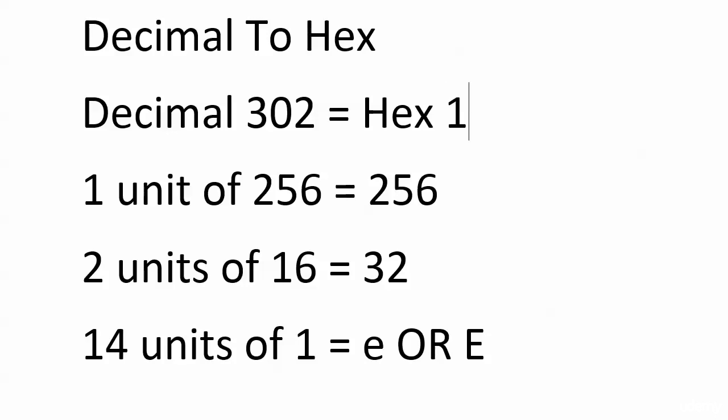So we've got 1 unit of 256. We have 2 units of 16. And we have 14 units of 1. And again, looks like airplane seat assignments there. 12 uppercase E, 12 lowercase e. Let's just go over that math one more time. We've got 1 unit of 256, 2 units of 16. That gave us 288, 14, and that is correct.